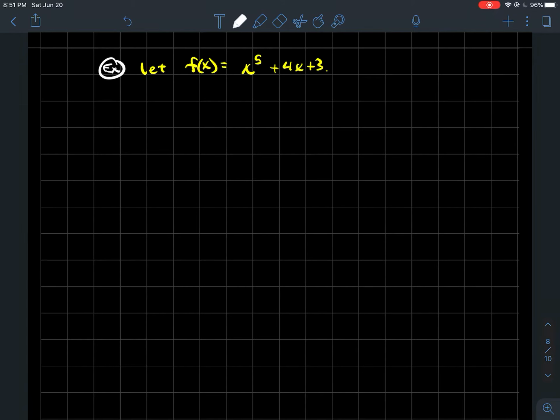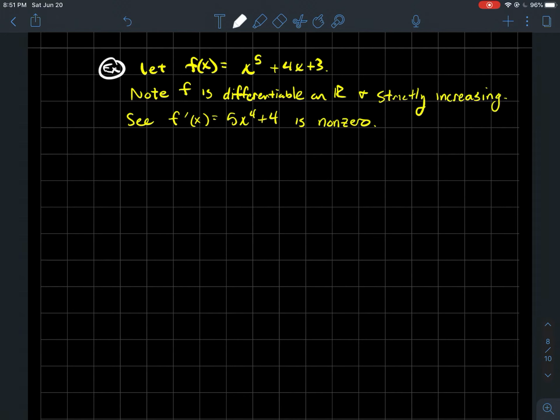So let's see how you use this. Let f be the function x to the 5th plus 4x plus 3. f is differentiable for all real numbers, and it's strictly increasing. I see the derivative is 5x to the 4th plus 4, and that's non-zero. This thing only has complex solutions, so it's non-zero as far as the real numbers are concerned. And so therefore, I can tell you that the inverse of f should be a differentiable function.